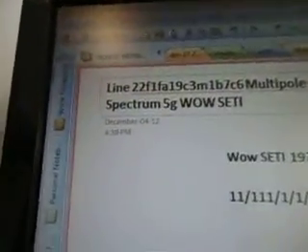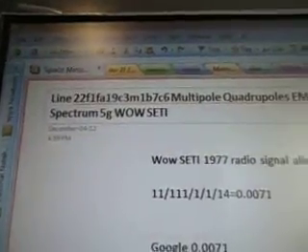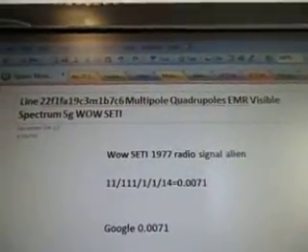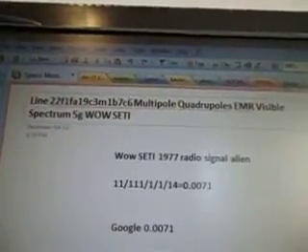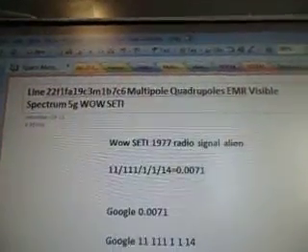Okay, so part 284C3m1b7c6. So this is line 22f1fa19c3m1b7c6. Multipole, Quadrupoles, EMR, Visible Spectrum, 5G, Wow, SETI. Just so you know, this is part of, I think, 16 to 20 videos in this section here.